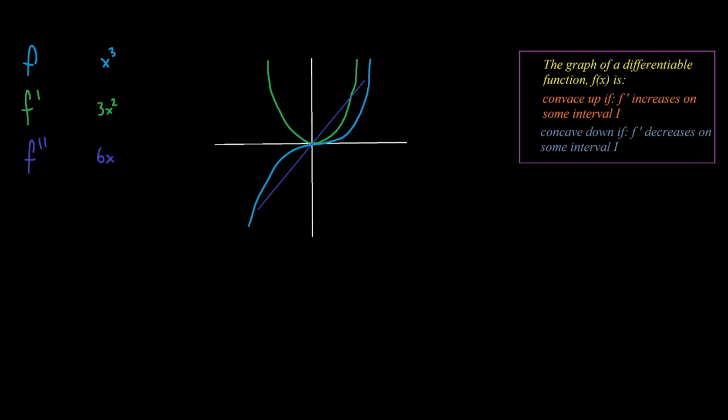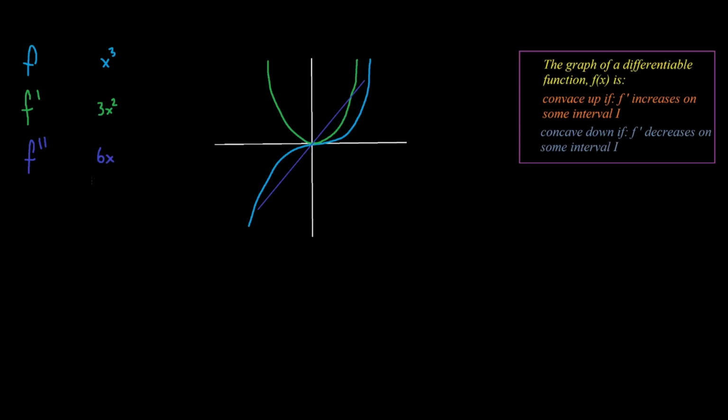F prime, which is 3x squared, is always positive. This parabola is always positive. It's always above y equals 0. And that means f is always increasing. And we can see that here. It may be increasing at different rates, but it's always increasing. It's never going down. Okay.